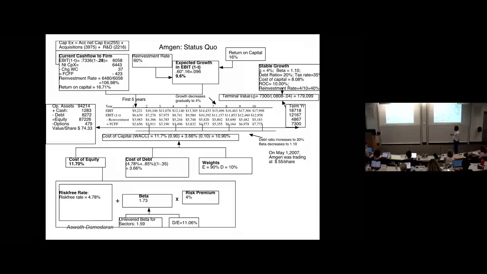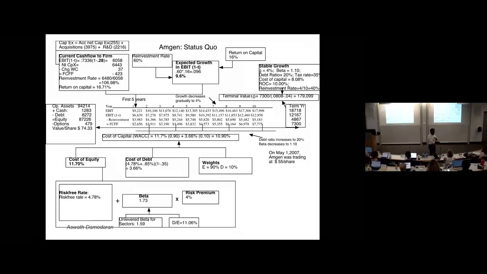For the cost of equity, I started with the same risk-free rate, the 10-year bond rate. But to get to my cost of equity, I looked at the price of risk in the equity markets in 2007. I want to be explicit: this number changes over time, and I'm going to show you how. In 2007, the price of risk in the U.S. equity market was 4%. The beta that I estimated for Amgen was 1.73.